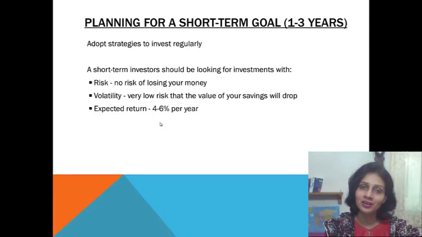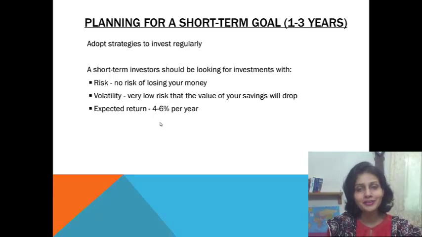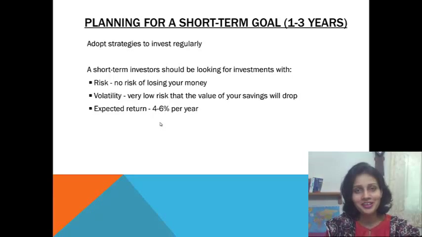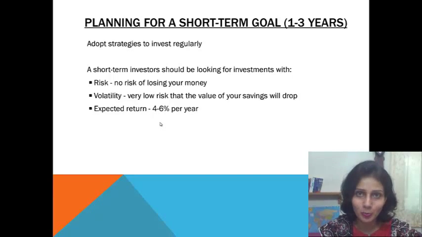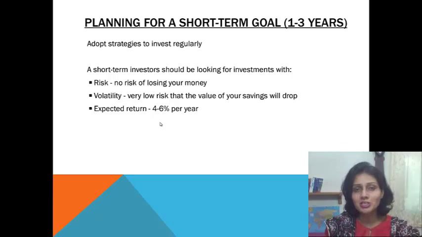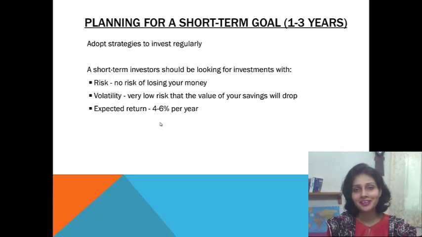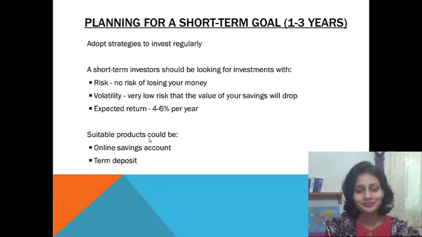Lastly is expected returns. And expected returns is what we are doing all this for, to get a return on our investment. So risk, volatility and return are the three parameters on the basis of which from now onwards I'm going to discuss an investment with you. A short-term investment must have low risk, it must have low volatility. And if risk is low, you cannot really expect a very high return. So you will be expecting a conservative return on your investment.